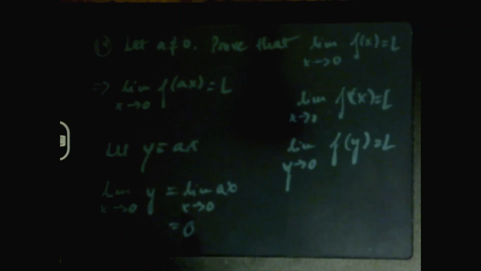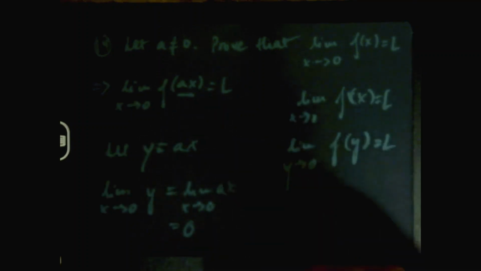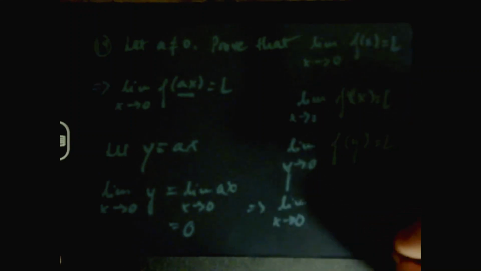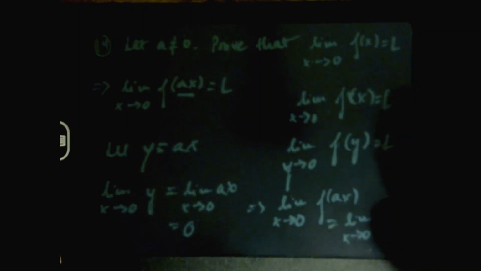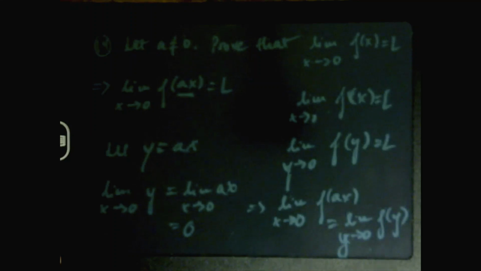So in that case, you can replace the argument in this function with y. This means the limit as x tends to zero of f of ax equals the limit as y tends to zero of f of y. So we replace all instances of x with just y.